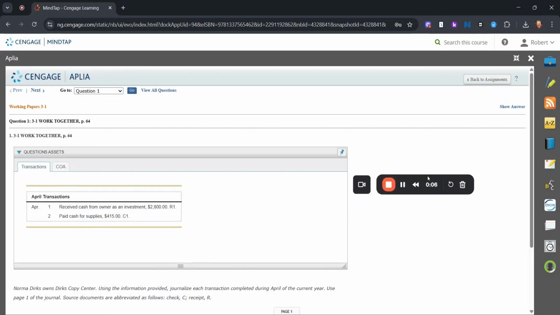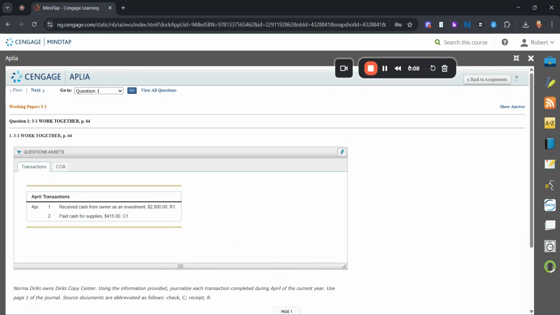So here we have the 3-1 work together, journalizing some transactions in the multi-column journal.